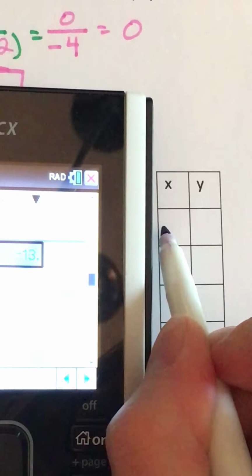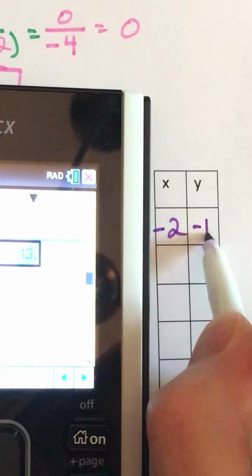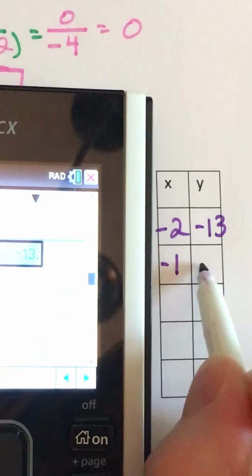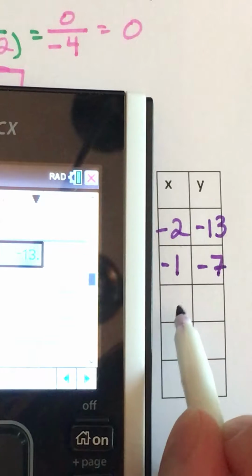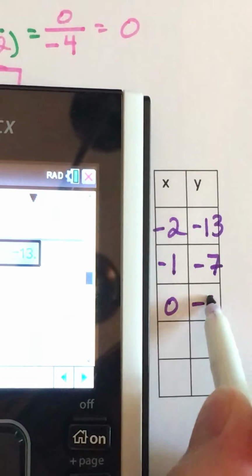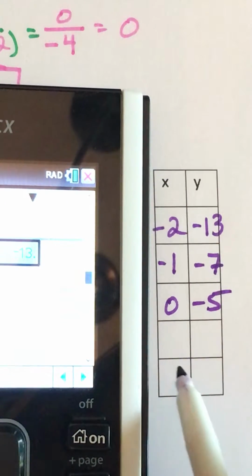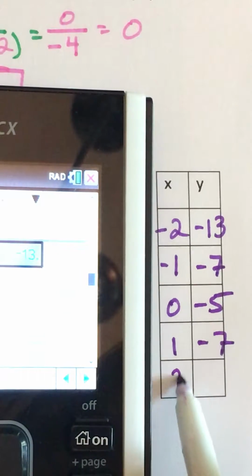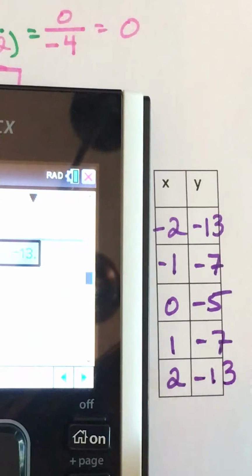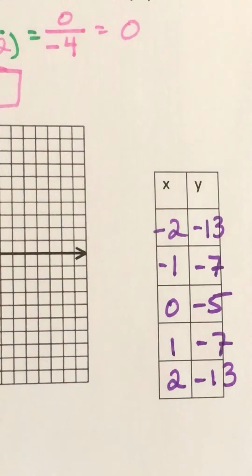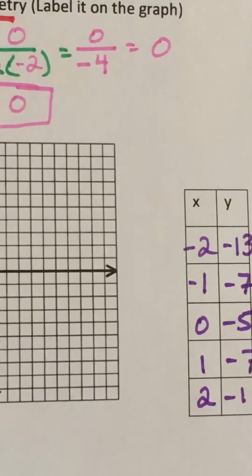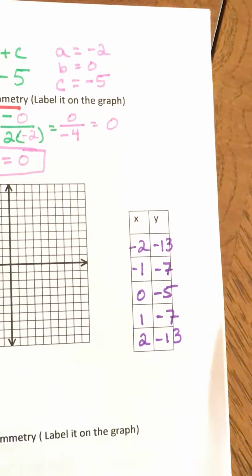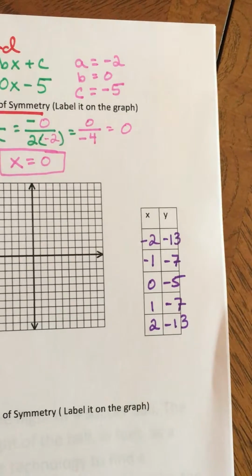I've got the coordinate point negative 2, negative 13, negative 1, negative 7, 0, negative 5, positive 1, negative 7, and positive 2, negative 13. Let's go plot these points on our coordinate plane as much as we can.